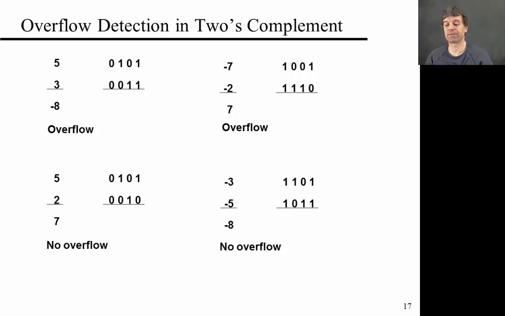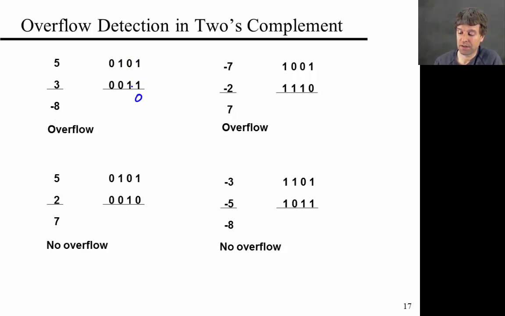So the first observation is that overflow can only occur if the two numbers have the same sign, right? Otherwise you'll never get overflow. But still, it's not obvious whether you have overflow or not. So we'll look at 4 different examples here, and then try to come up with a rule to figure out whether we have overflow or not. Here, 5 plus 3 should be plus 8, but it's actually minus 8, so there is overflow here.